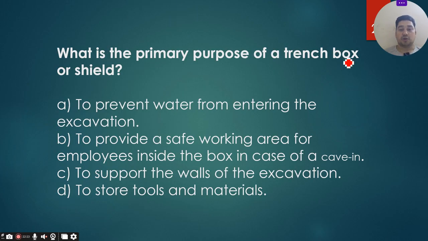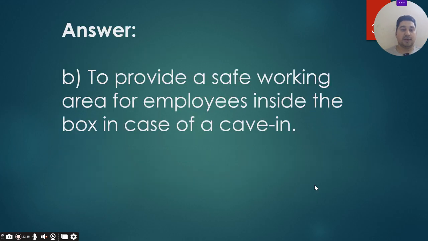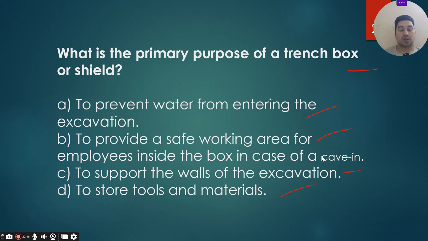Question: what is the primary purpose of a trench box or shield? Option A, B, C, or D. You can choose your answer and pause the video. Let's move to the answer. Our answer is answer B. To provide a safe working area for employees inside the box in case of cave-in. That is the work of a trench box. Okay, so that's why we have to use the trench box.